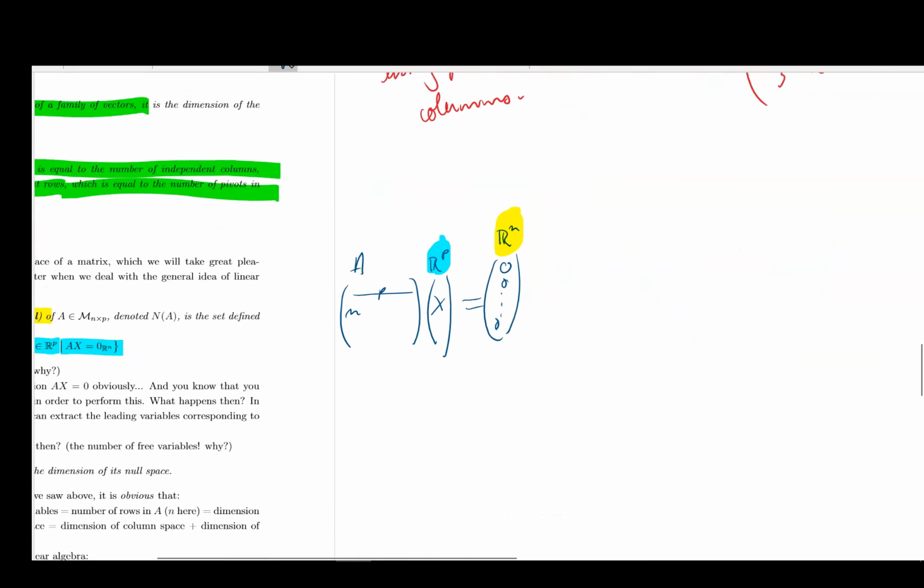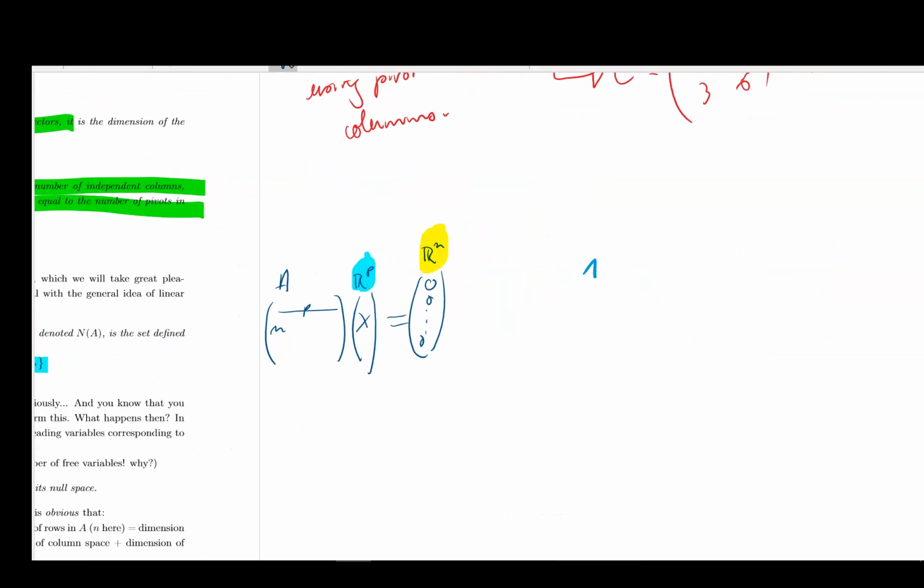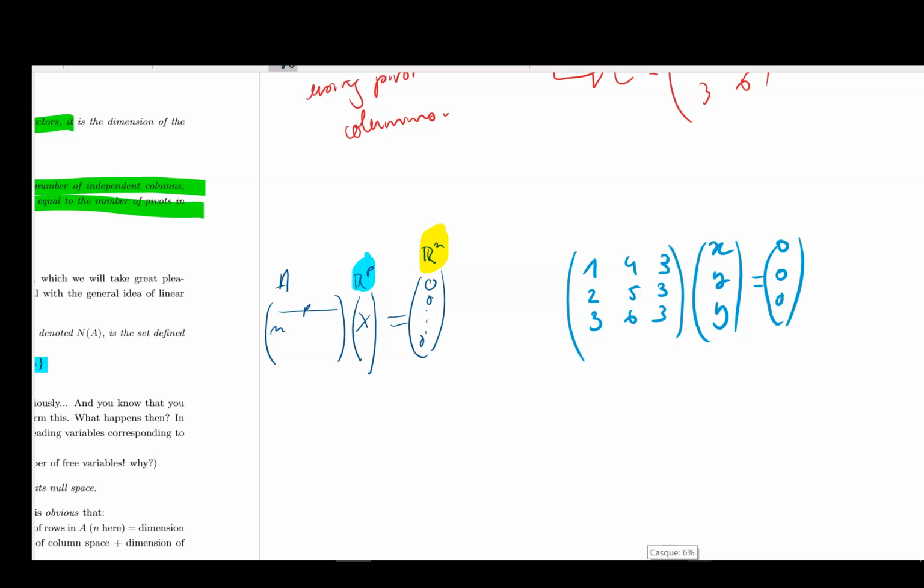Okay, so maybe before we go any further, let's work again on our previous example. So we had 1, 2, 3, 4, 5, 6, and I had 3, 3, 3. Okay, well, that's a square matrix, but anyway, that's still interesting. So how do you find the null space? Well, basically, what you're going to do is you want to solve this equation. Okay, that's pretty simple.